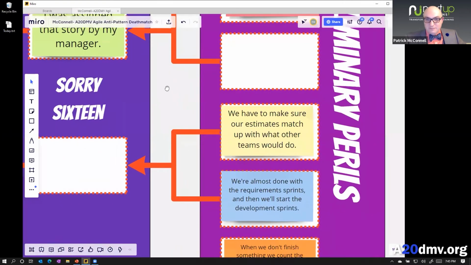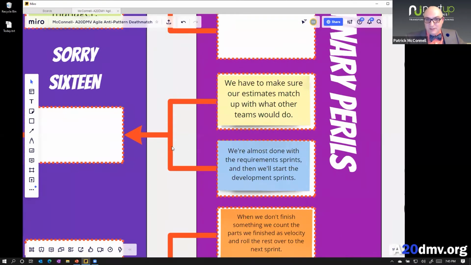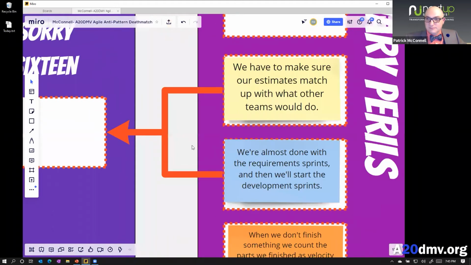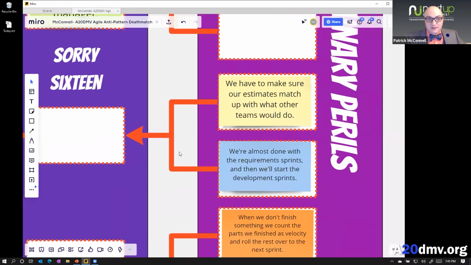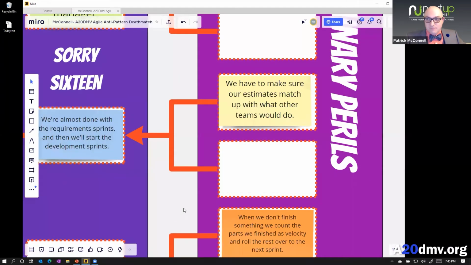Next matchup. We have to make sure our estimates match up with what other teams would do, or we're almost done with the requirements sprints and then we'll start the development sprints. Which one's worse? Raise your hand for the top, leave it lowered for the bottom. Yeah, I think bottom one's coming out strong on this one. All right, I'll move that one forward.